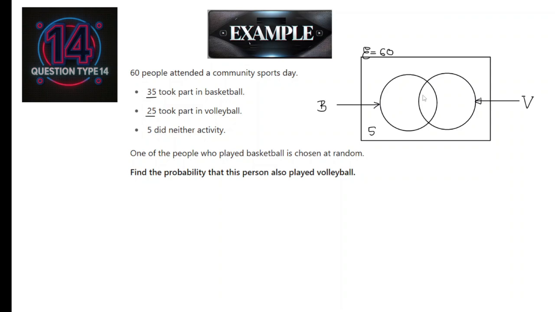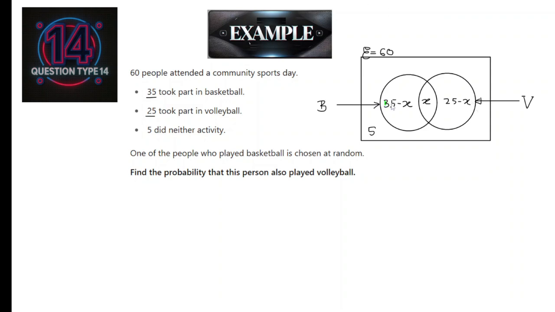So there are a few different ways of doing this. I'm going to tell you the algebraic approach. The algebraic approach is to take the number of people who played both to be x. Now, we know 35 took part in basketball. So basketball, 35 in the whole circle, x here. So obviously that must be 35 take away x. 25 took part in volleyball, but x number of people did both. So the people who played just volleyball is 25 take away x.